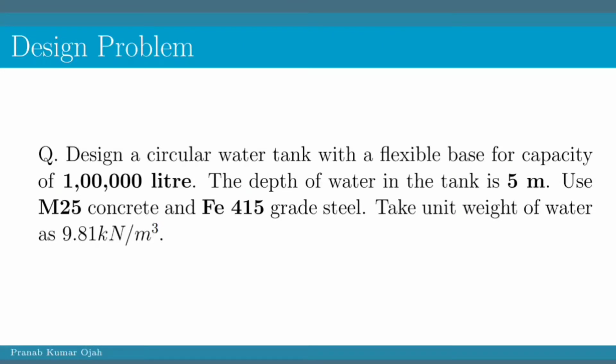Design a circular water tank with a flexible base for a capacity of 1 lakh liter. The depth of the water tank is 5 meter. Use M25 concrete and Fe415 grade steel. Take unit weight of water as 9.81 kilonewton per meter cube.